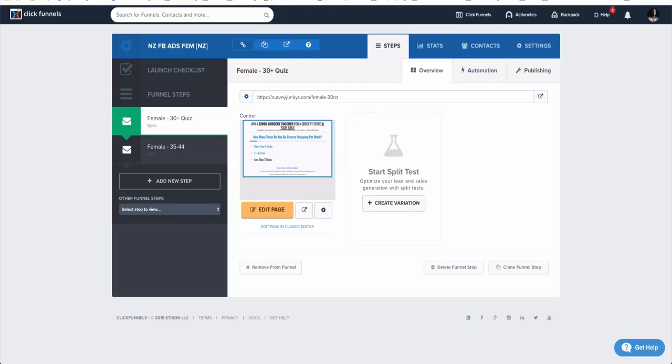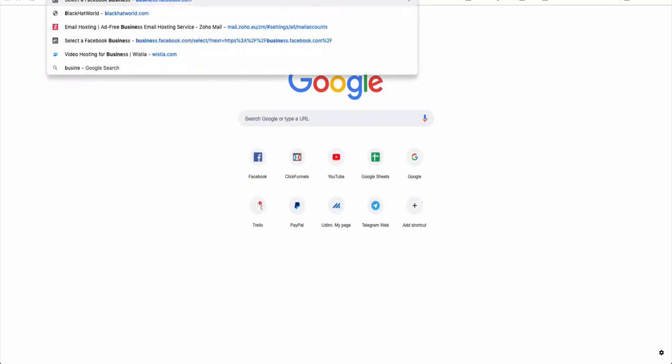But how does the ad look? Let's actually look at the ad. I'll show you guys the ad.